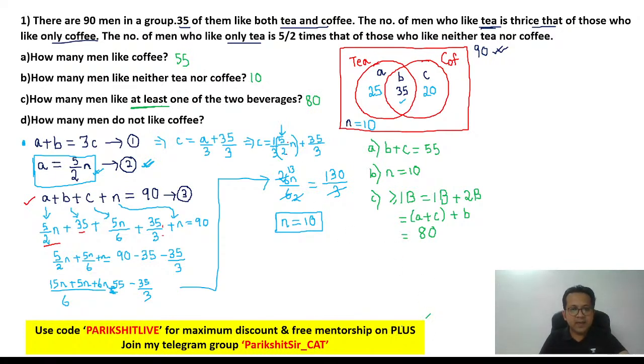Clear? And next is D. How many men do not like coffee? Now think about it. Do not like. They're asking you something negative. Now people often go wrong here. Do not like coffee. So how many men like coffee? I think people who like coffee is super easy. People who like coffee is 35 plus 20, 55. So people who like coffee is 55.